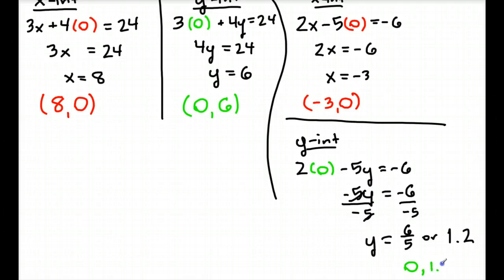Okay, yes, y-intercepts can be decimals or fractions. That's okay. Points can be decimals and fractions. So these would be your two intercepts.